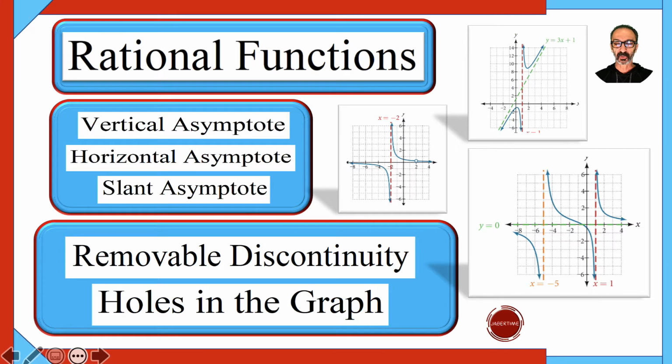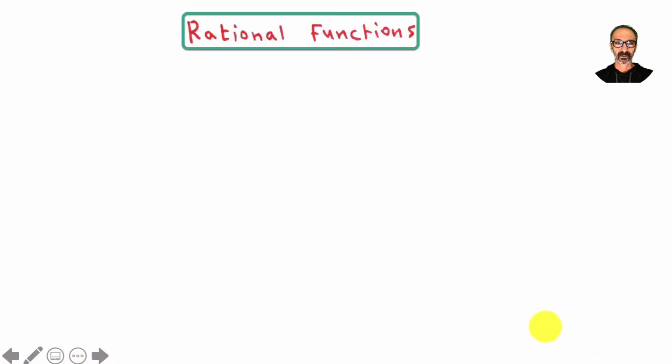We're going to talk about rational functions. As you can see, I have three different graphs. They cover vertical asymptotes, horizontal asymptotes, slant asymptote, removable discontinuity, or what's called holes in the graph. Let's get into it. Rational functions.